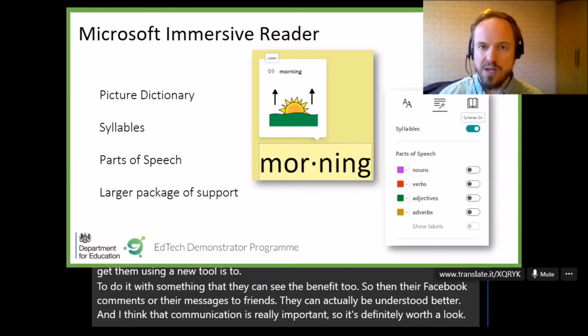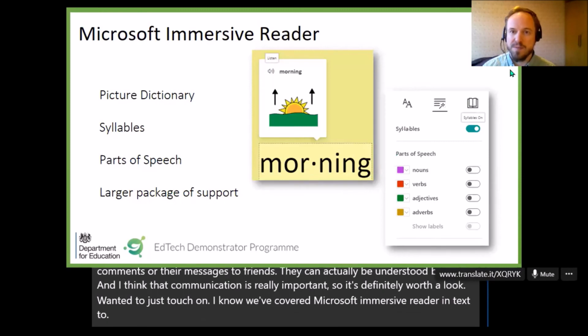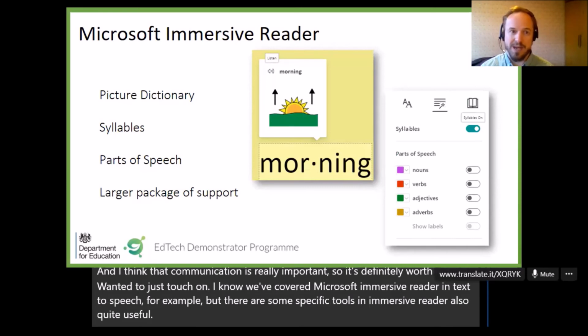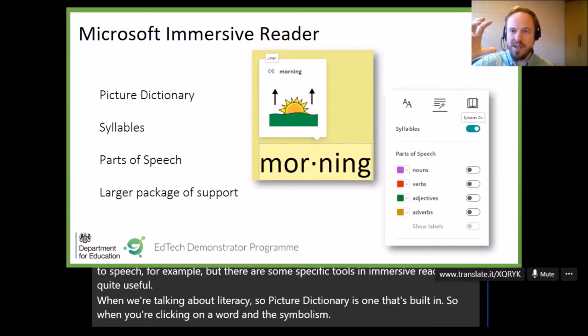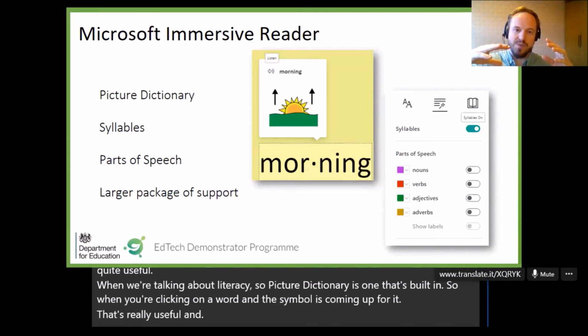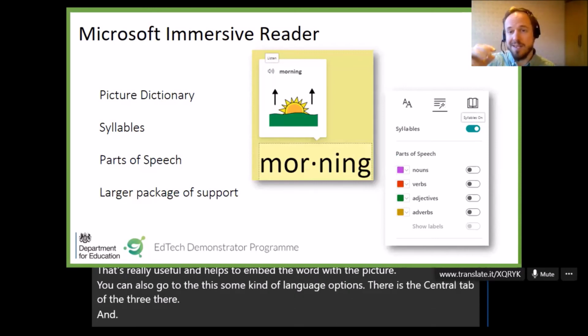Wanted to just touch on, I know we've covered Microsoft Immersive Reader in text-to-speech, for example, but there are some specific tools in Immersive Reader that are also quite useful when we're talking about literacy. So Picture Dictionary is one that's built in, so when you're clicking on a word and the symbol is coming up for it, that's really useful and helps to embed the word with the picture. You can also go to the language options. It's the central tab of the three there, and there you can turn syllables on and off, so you can break things down into syllables.